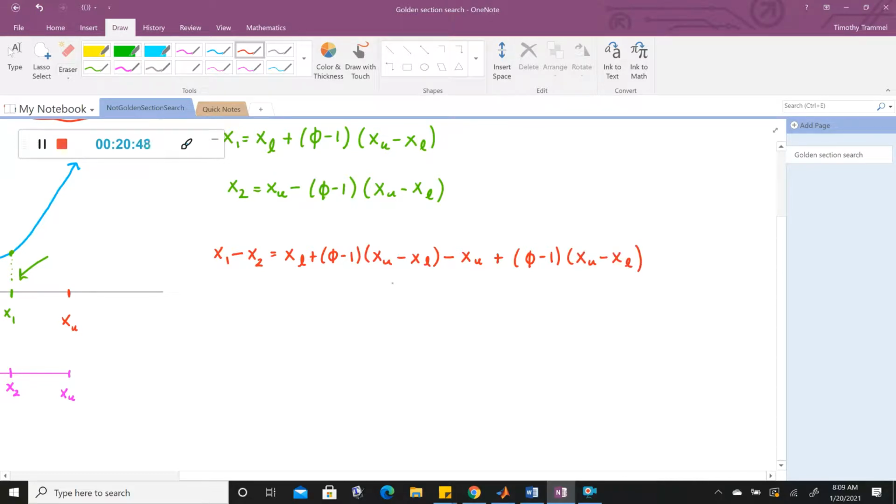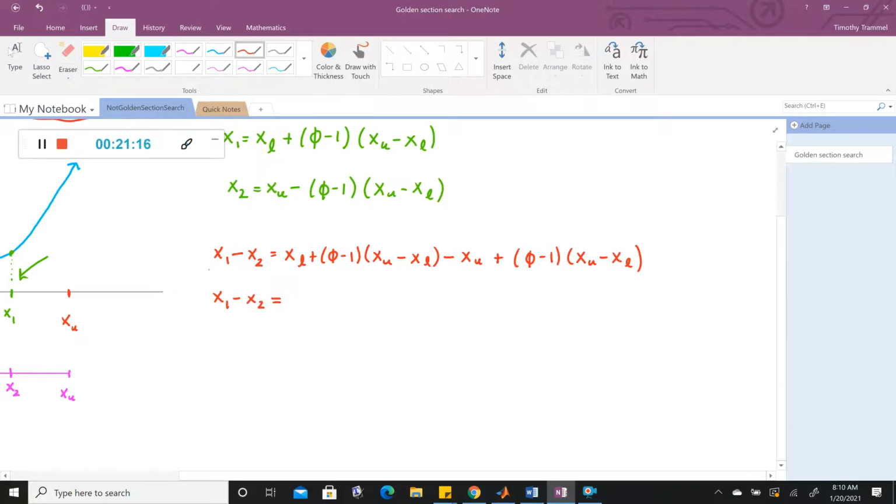Looking good. Let's keep going here. But I do want to point out that this is our maximum possible error, x1 minus x2. Well, I should say our maximum possible error is either x1 minus x2, or it's going to be x upper minus x1. And we're going to see which one of these is going to result in something bigger.